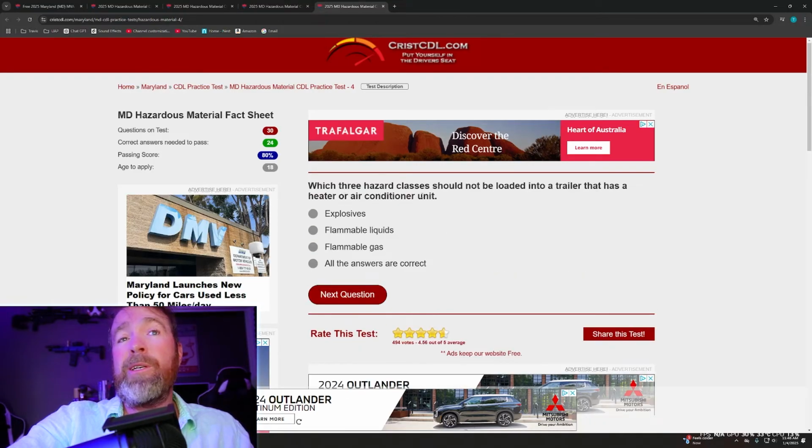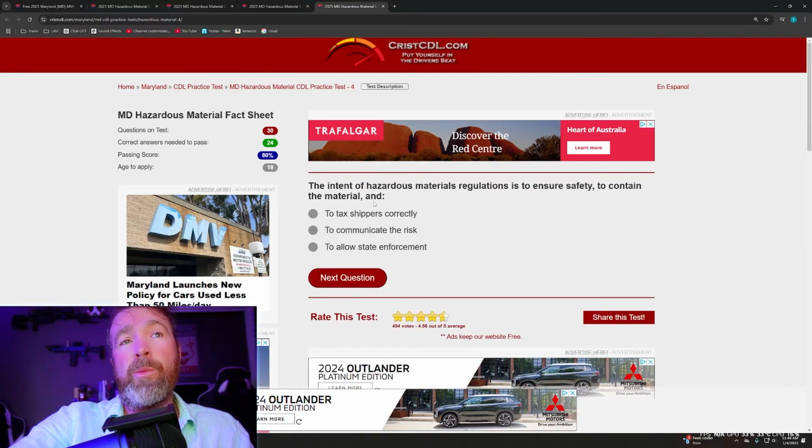Which of these three hazard classes should not be loaded into a trailer that has a heated or air-conditioned unit? Explosives, flammable liquids, flammable gases, all of the above. All are the correct answers. The intent of hazardous materials regulation is to ensure safety, to contain the material, and to communicate risk.